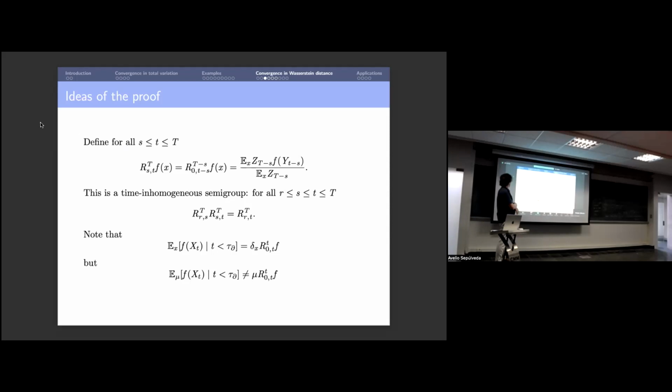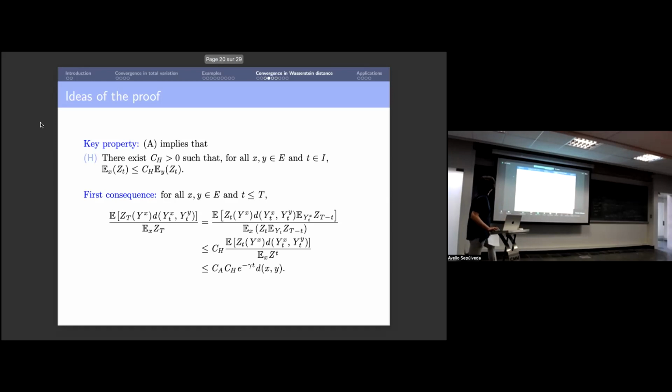Now there's a point that I already said, but I say it again. If you look at R_{0,T}^T, it looks similar to the conditional expectation that I want to study. Starting from a Dirac mass at x, it's just the expectation of f of X_T, given it's non-extinct at the same time T. But of course, if you take a non-Dirac initial distribution mu, it's not the same, because there's this nonlinearity.